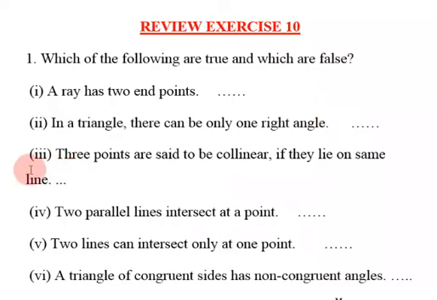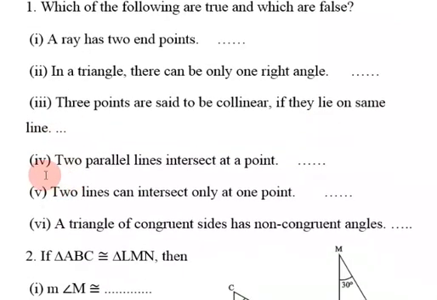Okay, now moving to the third point. The third point is that 3 points are said to be collinear if they lie on the same line. Yes, it is a true statement. Now moving to number 4. Two parallel lines intersect at a point. Keep in your mind that parallel lines never intersect each other. They just move side by side but never intersect. So it is a false statement.